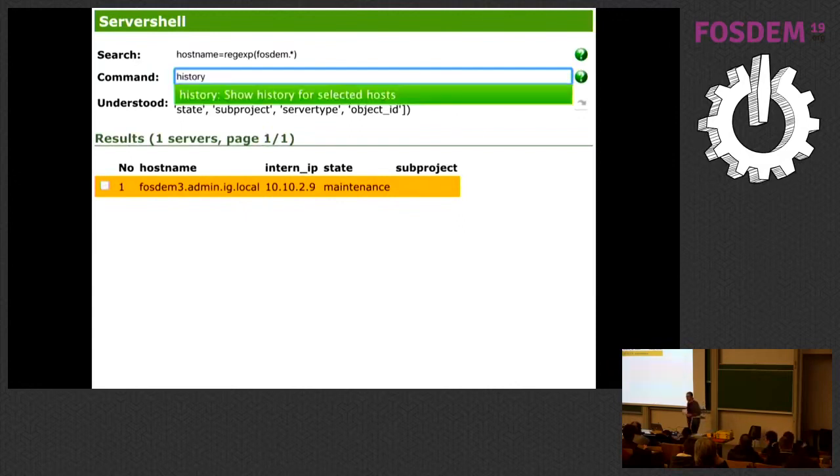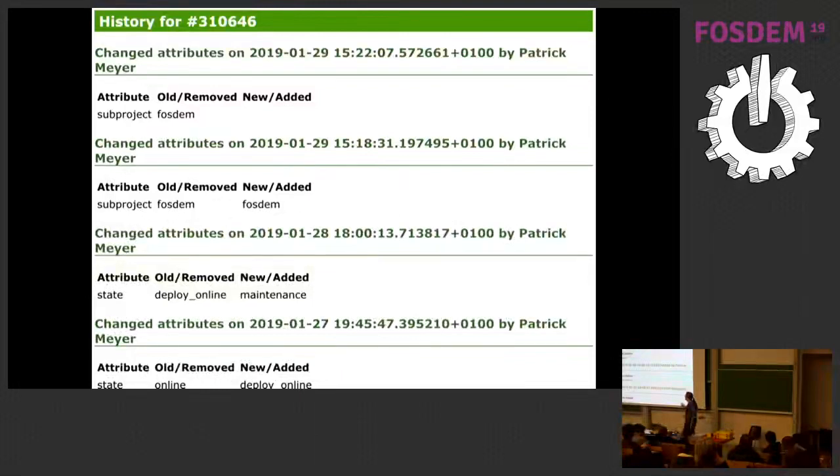So another cool command is history. We keep the history of all attributes of all servers which were changed. We have just changed of this first server, the subproject one. So when we check the history now, we can see that this attribute was actually set to no value at what time by whom. And that's really, really helpful too to understand what happened here.